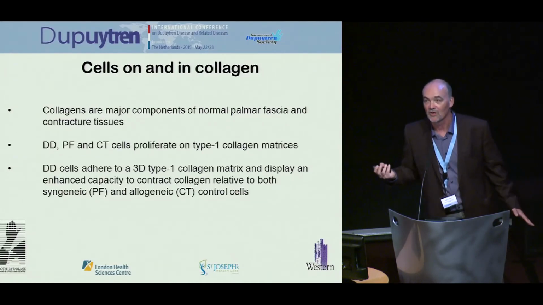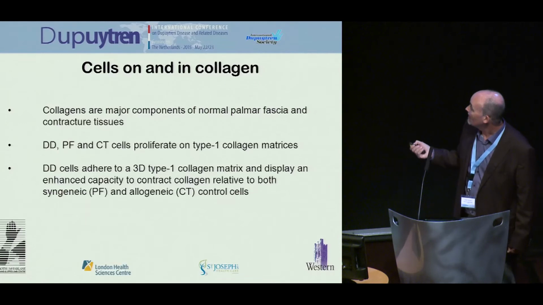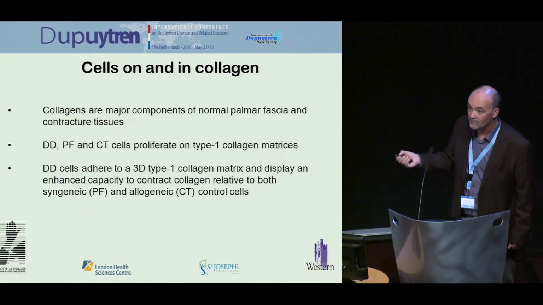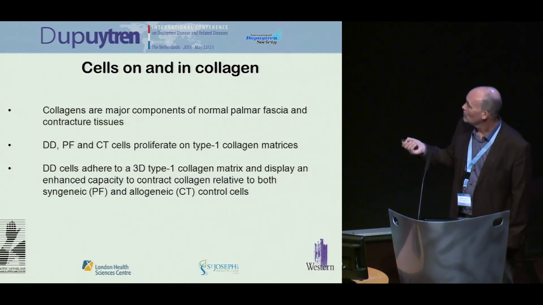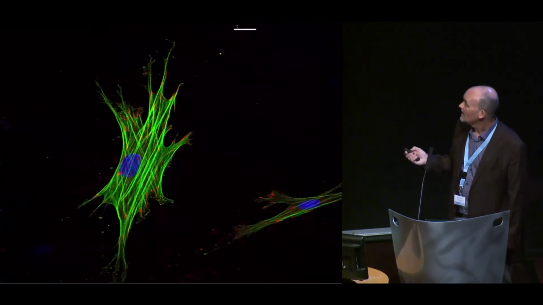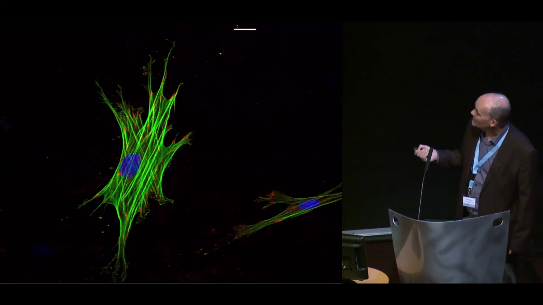Now, we're not the first people to show that. Many groups have demonstrated this, relative to both their syngeneic controls, which are kind of marginally more contractile than the normal CT controls. So the reasons are hard to understand.